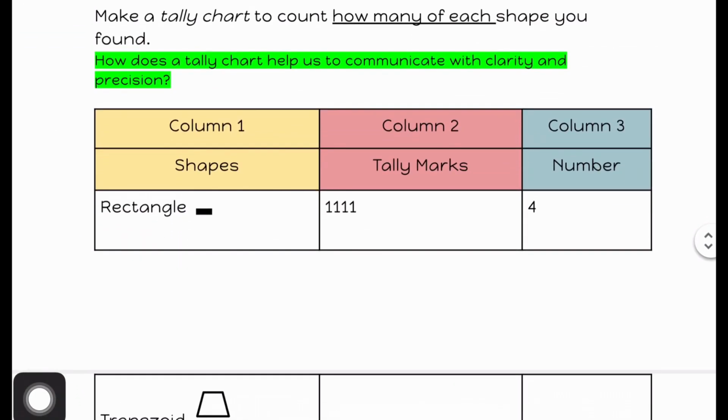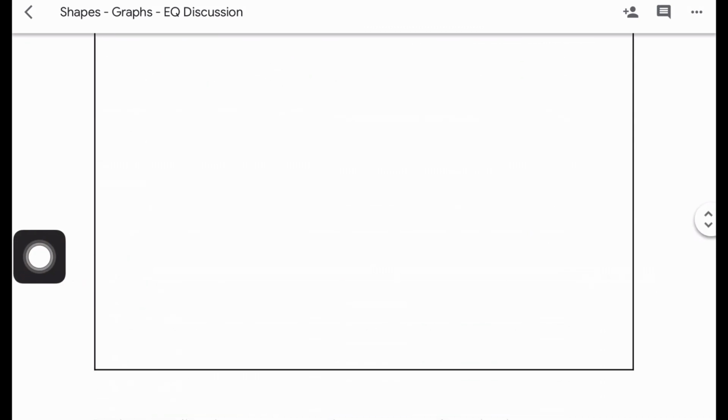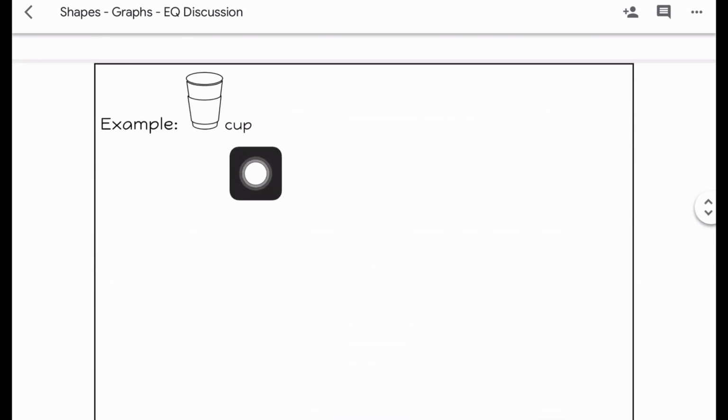Now, this is going to be your real activity. Though you already know what tally marks and the numbers are, I will read it for you first. Make a tally chart to count how many of each shape you found. So isn't it that you draw the shapes in here?